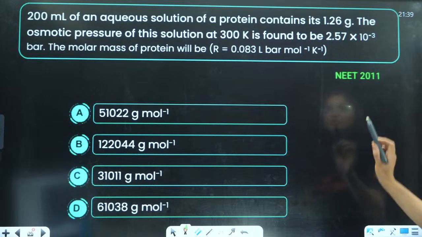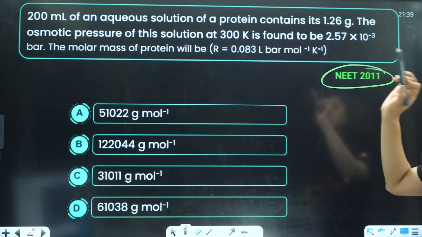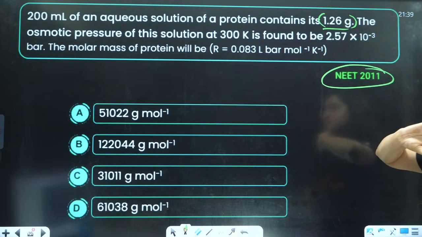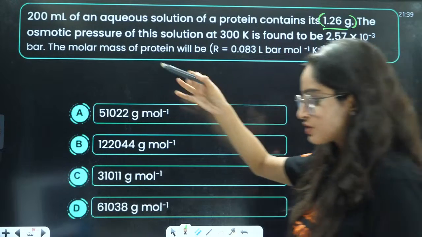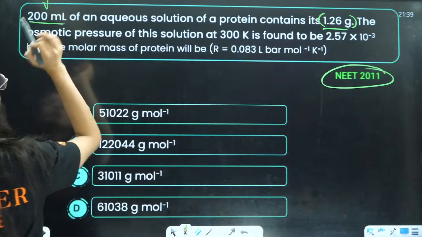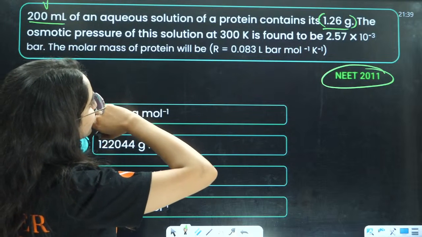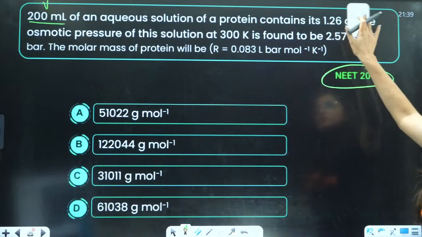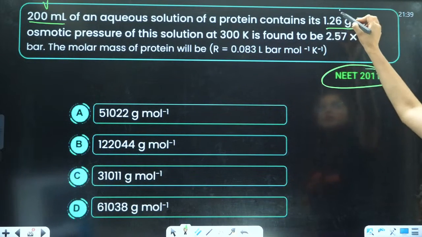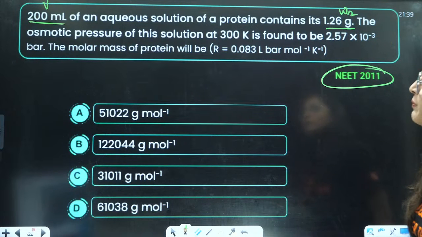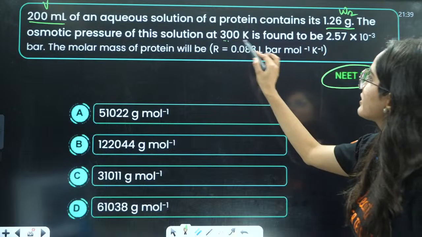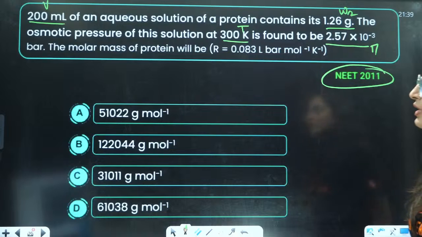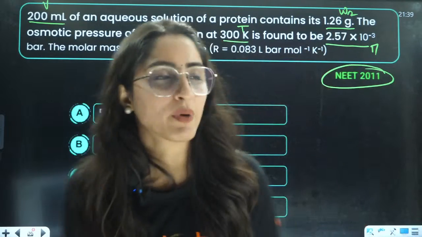200 milliliters of aqueous solution, 2011 question. 200 milliliters of aqueous solution of protein contains 1.26 gram. 200 milliliter solution, that means they are giving you the volume, right? Of aqueous solution of protein contains this much gram. That means W2 is given to you. The osmotic pressure of this solution at this temperature is found to be this. Osmotic pressure pi is also given. They are asking you the molar mass. So simple question it is, right?